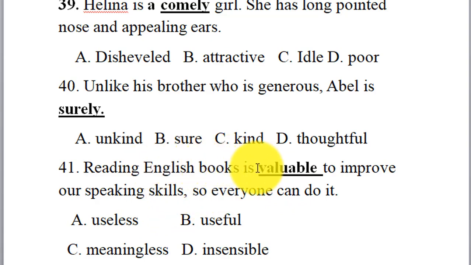Reading English books is valuable to improve our speaking skill. Alright, so everyone can do it, which is positive. So what's valuable mean? What's reading English books mean? What is the significance or the contribution of reading English books? Valuable, positive meaning. Useless, which is negative. Useful, positive meaning. Meaningless, negative meaning. Insensible, negative meaning. So the answer is simply useful.